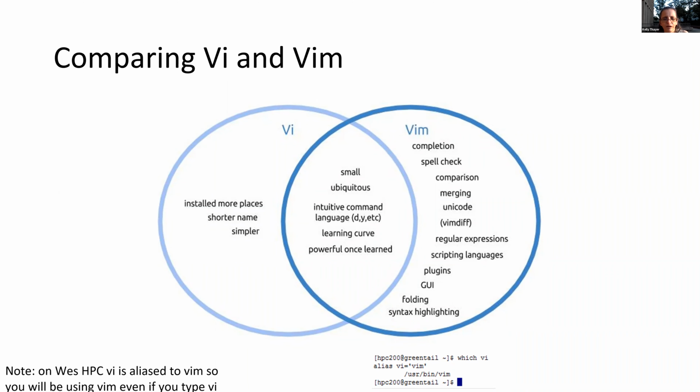It's an intuitive command language. I think that's a bit of a debatable point, but there has been an effort made to make it at least somewhat intuitive to learn. There is, in my opinion, a substantial learning curve for both of them, and it is pretty powerful once you've put the effort into learning it. So with Vim, you can expect that there are some features that are available, and as mentioned, since we don't have VI, basically even if you run VI, you will have these things: the auto completion, spell check, comparison between files, capability to merge documents. You can use Unicode.